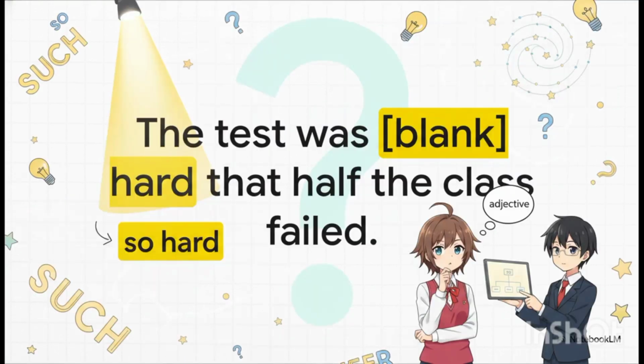All right, quiz time. Let's do a little active recall. The test was blank hard that half the class failed. Because the word hard is an adjective all on its own, what do we use? Well, the spotlight rule tells us the answer is definitely so hard.